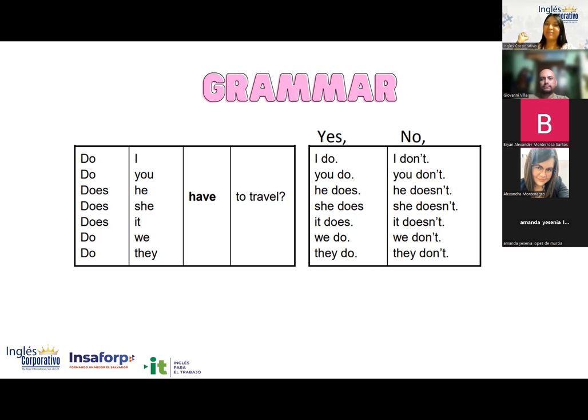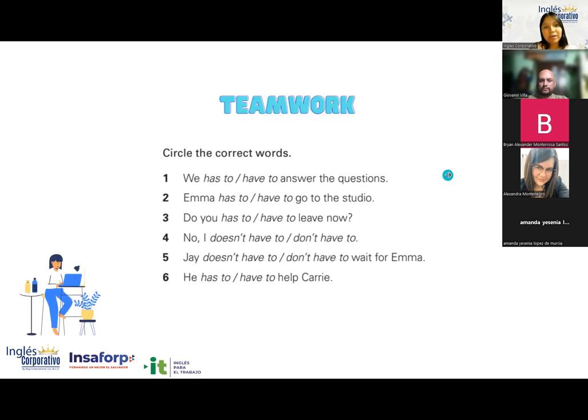Okay, very good. So you see, in that way we use have to. Así lo utilizamos, have to. Questions? Dudas? No, teacher. Not right now. Okay, let's move on, guys. Now let's work together.